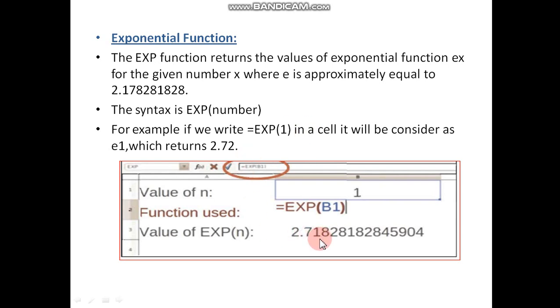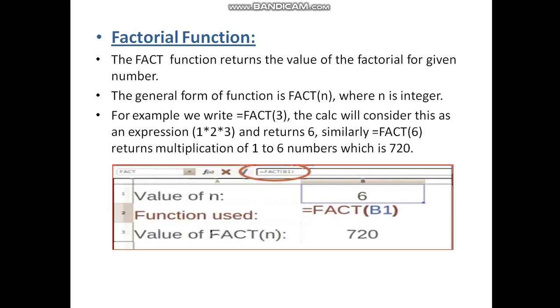It's the value of exponential of 1. Next is the factorial function. We know that there is a factorial series available. So when we want a factorial, we use the fact function. The fact function returns the value of the factorial for the given number.